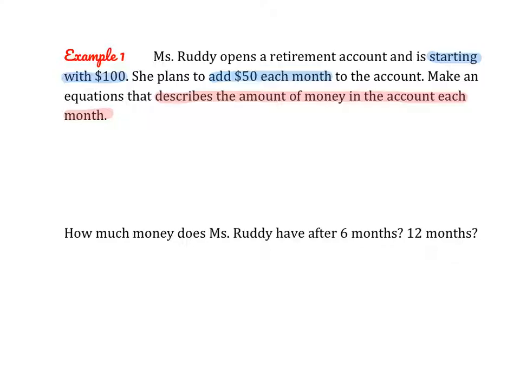So remember, X represents the only thing that we can change in this equation. So we can't change the starting amount. We can't change how much money Miss Ready is adding each month, but we can change which month it is or how many months have gone by. So the number of months is what we're going to pick. So that's our X value, is the number of months.